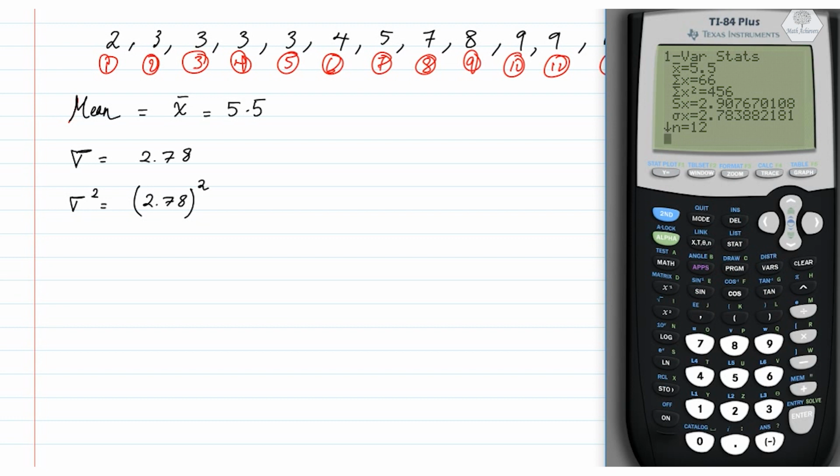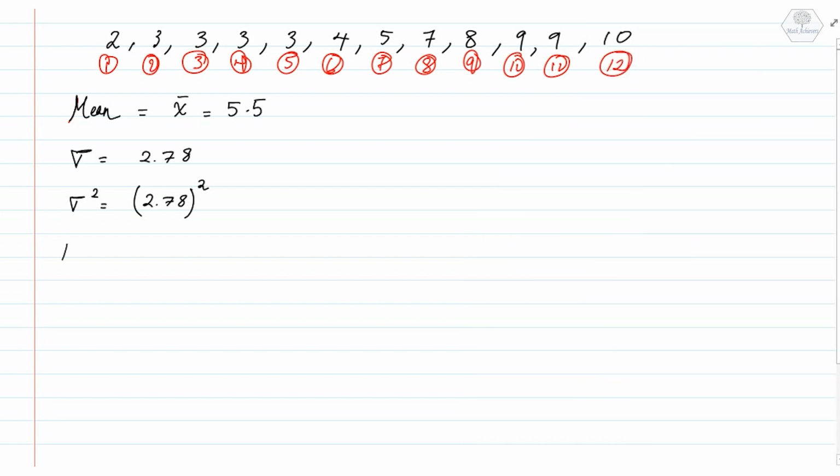What else do we have? Do we have the range? Calculator, do we have the range? No, it does not give it, but it gives me the maximum value of x, which is a 10, and the minimum value of x, which is a 2. So I can find that the range is equal to the maximum value minus the minimum value, which is 10 minus 2. So it is equal to 8.